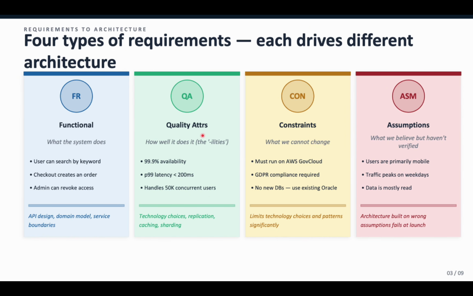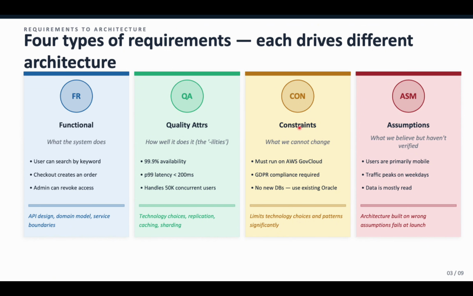So these describe how well the system does what it does, right? These are the requirements that drive your technology choices. When you choose PostgreSQL or MongoDB, when you decide to use a message queue, when you add a cache layer, you are responding to quality attribute requirements, and these are the most architecturally significant requirements you will encounter.